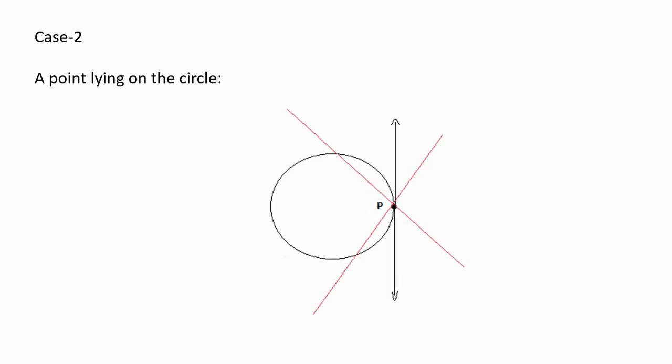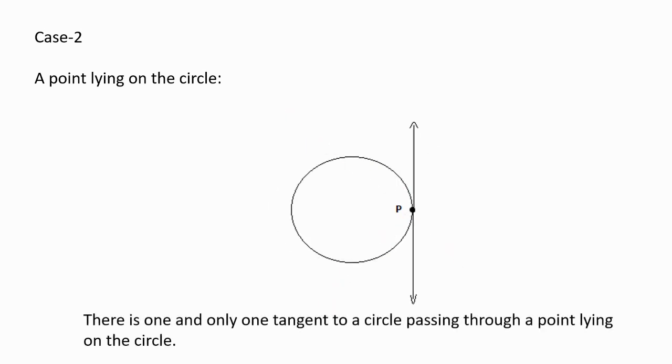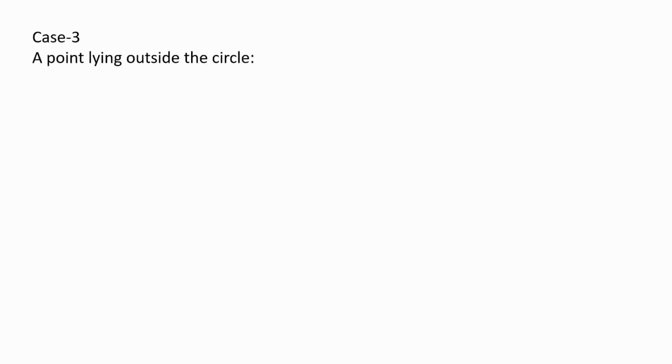Case 2. A point lying on the circle. In this case, point P lies on the circle. If we try drawing more than one tangent line, that line will intersect the circle in two distinct points. Hence, it will no longer be a tangent. Therefore, there is one and only one tangent to a circle passing through a point lying on the circle. Case 3. A point lying outside the circle.